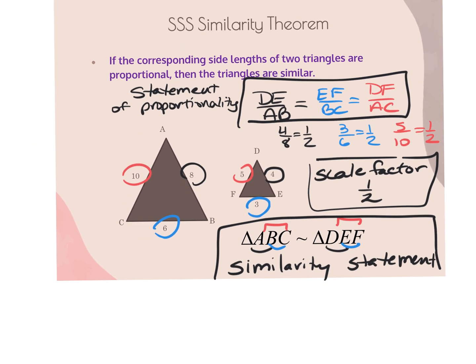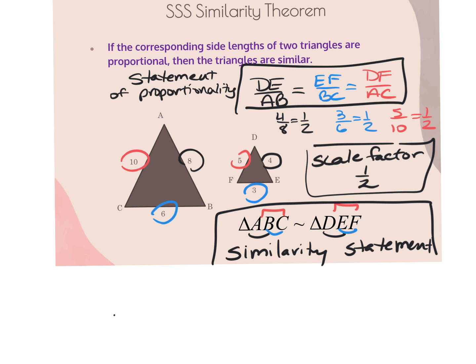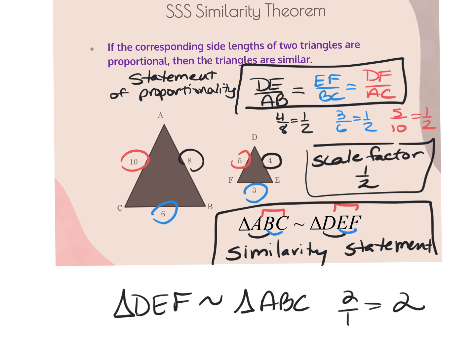Now, if they would have said, give the scale factor from DEF to ABC, then I would have flipped it, 2 to 1, and the scale factor would have been 2. So just watch the order that they give you that statement. So because I showed all three sides are proportional, I would be using the shortcut SSS or side, side, side.